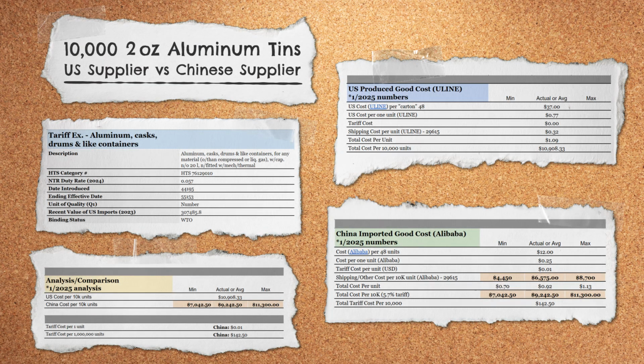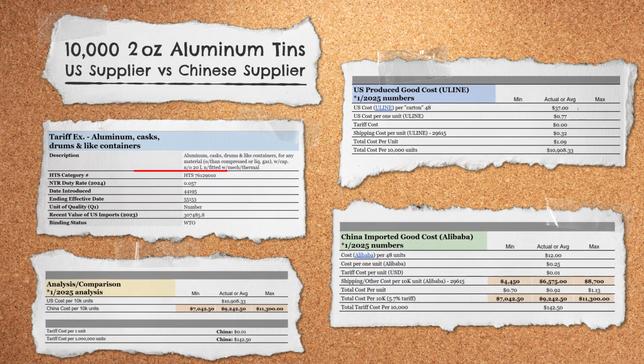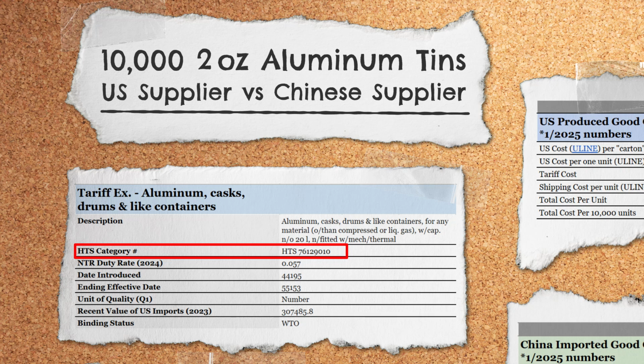Here is an example comparing purchasing 10,000 2-ounce aluminum tins for cosmetics that falls under HTS 7612-9010, aluminum casks, drums, and like containers, for any material other than compressed liquid or gas with cap, from a U.S. supplier, found on Uline, and from a supplier based in China, found on Alibaba. You've heard about lower per unit costs for aluminum containers sourced from China, but wanted to see how tariff costs and other costs such as freight, inland transportation, port fees, packaging, etc. could impact how good the offer is.